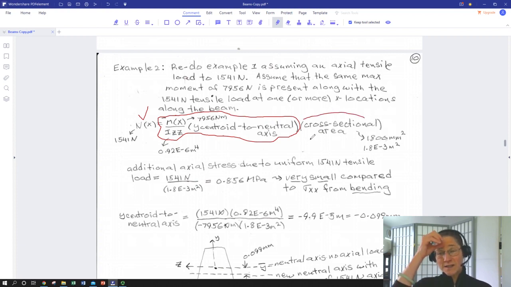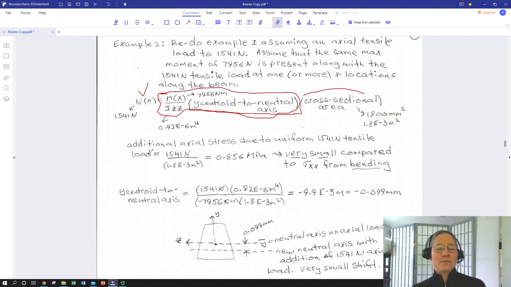So if we're going to do this for our trapezoidal figure, we end up with a total cross-section area of 1.8 times 10 to the minus 3 square meters. Same moment of inertia we had. We know our applied moment. This is negative. We were told the axial force, so we can solve for how far the neutral axis shifted from the centroid in order for the rest of this expression to be true. So we can basically go through this.